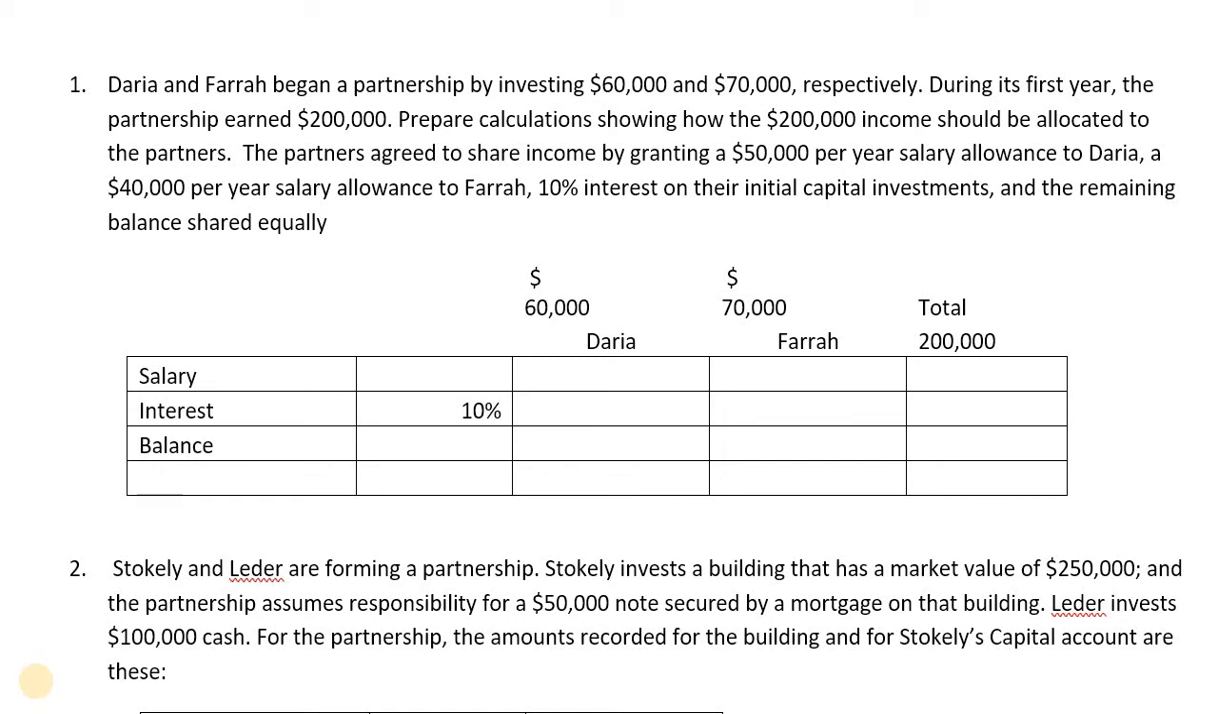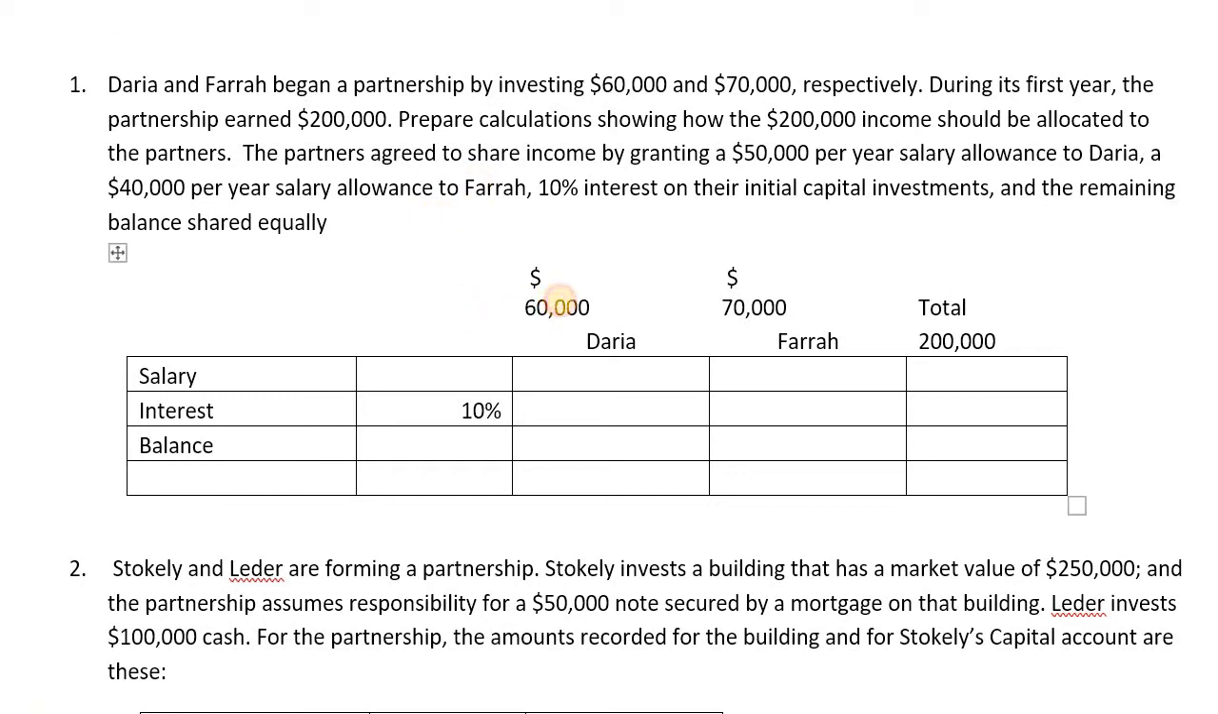Okay, let's see if we've learned how to divide up the income in a partnership. Look at number 1 on your in-class exercises sheet, please. Daria and Farah began a partnership by investing $60,000 and $70,000 respectively. During the first year, the partnership earned $200,000.